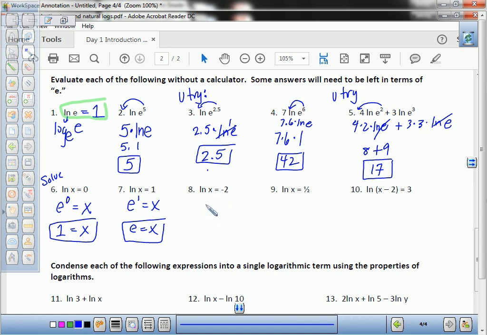All right, number 8. It would become e to the negative second equals x. Now, we don't leave a negative in our exponent, so we would go ahead and do the reciprocal here, guys. E to the second power over 1. Yeah, that's right. Yeah, 1 over e squared.